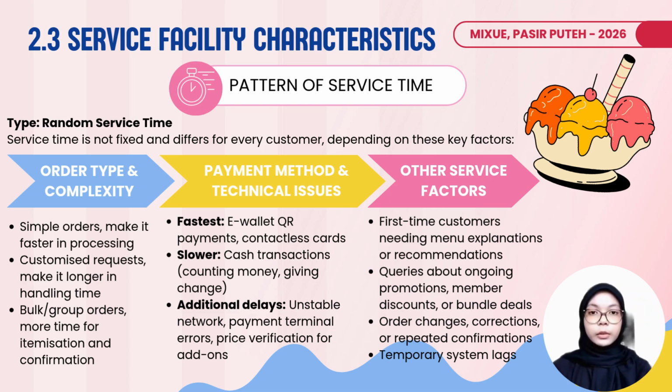Now, moving on to the pattern of service time. Not every customer's transaction takes the same amount of time. At Mixue, the service system is random and variable. It differs for every customer based on 3 major factors. First, we have order type and complexity. Simple orders make processing much faster. However, customized requests take longer to handle, and group orders require significantly more time for confirmation.